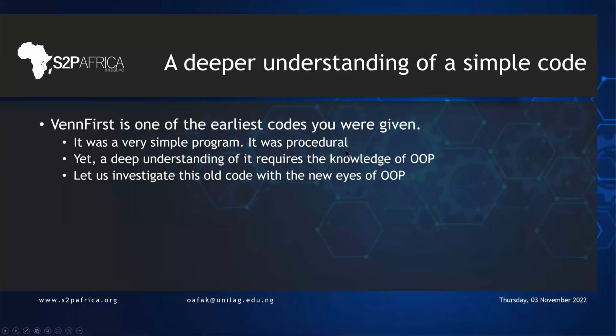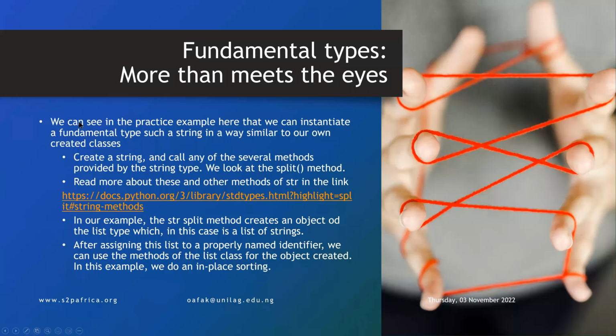But now, because you have some knowledge of object-oriented programming language, you are able to see that that split there is not just anything. It is a method in the class of strings. Let us investigate this whole code with the new eyes of object-oriented programming, which we have just done. Now, we can see fundamental types are more than meets the eye. We can see in the practice example here that we can instantiate a fundamental type such as a string in a way similar to our own created classes. Create a string and call any of the several methods provided by the string type. In this case, we are looking at the split method.